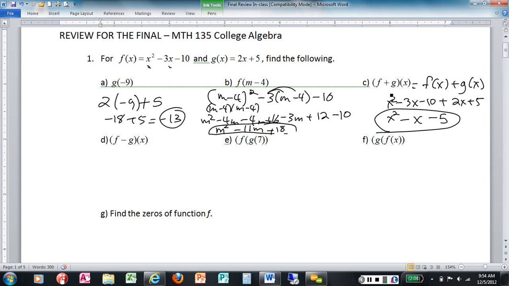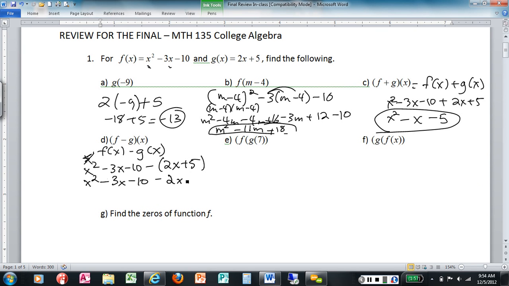Well, d, I'm wanting subtract, right? So I just subtract. Now, the thing of it is, I'm going to do f of x minus g of x. And so f of x is x squared minus 3x minus 10. And then minus g of x, the thing of that one is, since it's minus g of x, that's going to change both of those to minus. You've got to change those signs. So it's x squared minus 3x minus 10 minus 2x minus 5. And so that's x squared minus 5x minus 15. Okay? All right.